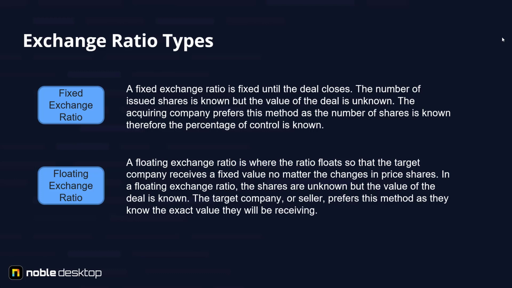A floating exchange ratio is where the ratio floats so that the target company receives a fixed value no matter the changes in share price. In a floating exchange ratio, the shares are unknown, but the value of the deal is known. The target company or seller prefers this method as they know the exact value they will be receiving.